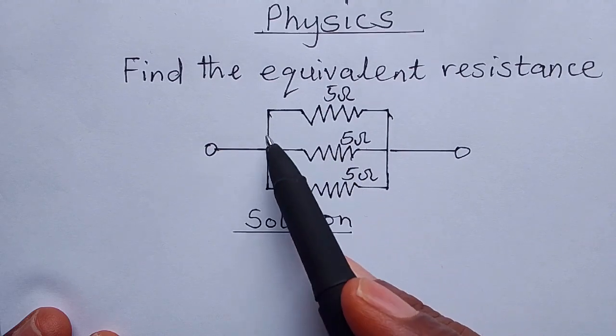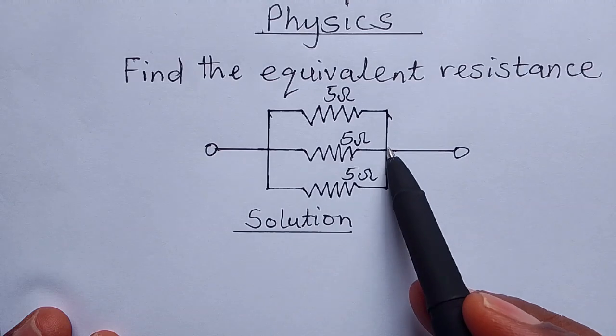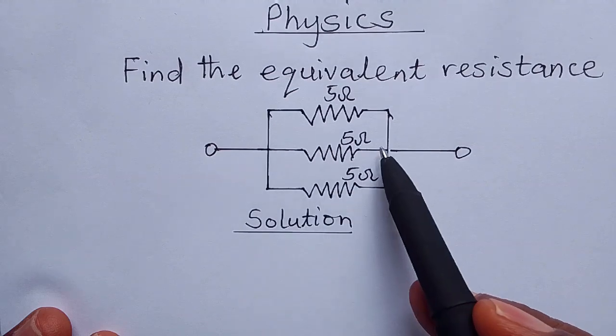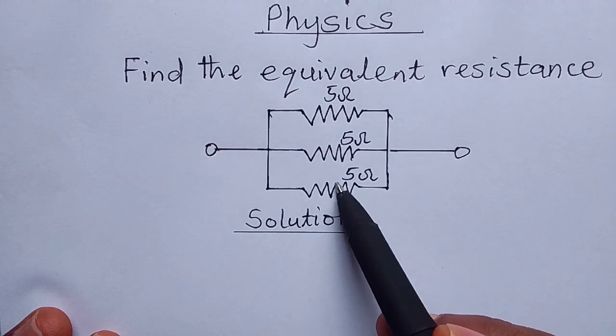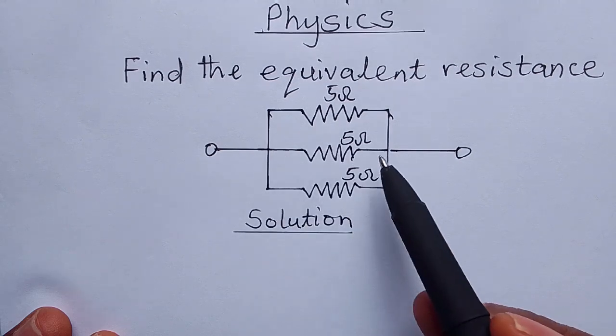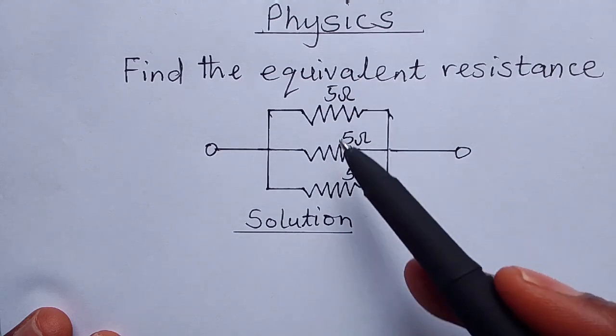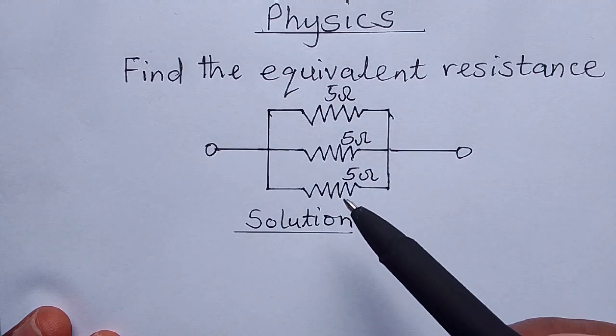This resistor is connected to this junction and this. Likewise, this is connected to the same junction here and here. And the third one also is connected to these two junctions. Hence, they are resistors in parallel connection.